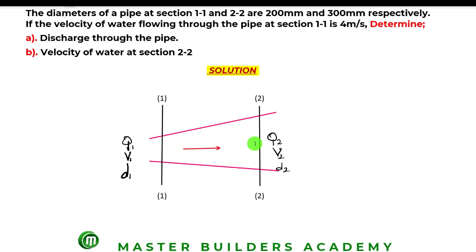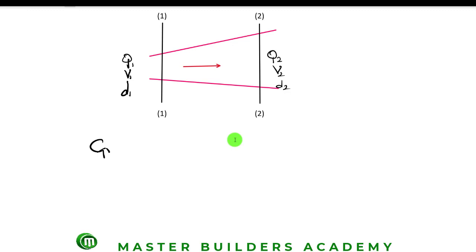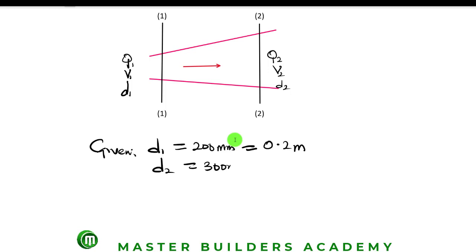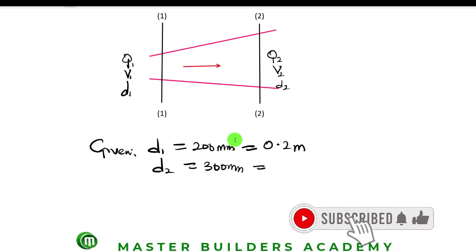So what do we need to do now? From this question, we were given the diameters for the two sections: diameter 1 as 200 and diameter 2 as 300. So D1 is equal to 200 mm, and we will not be solving in mm, we'll be solving in meters. To convert 200 mm to meters, we simply divide by 1000, and we have 0.2 meters. Then D2 is 300 mm, and converting to meters, we divide by 1000 and have 0.3 meters.